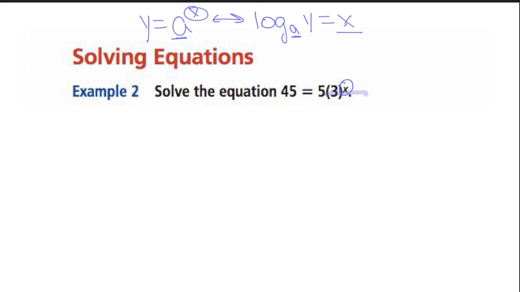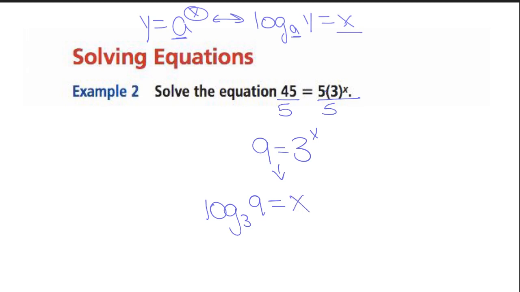However, the first thing that we see is we actually have a 5 times this 3 to the x. So we're going to go ahead and divide out that 5. We're going to be left with 9 equals 3 to the x. Now there are two things you can do. One, you can look at that and say, 3 to what power is 9? Or you can do that rewrite. Doing the rewrite means I've got log base 3 of 9 equals x. And then you can do your change of base in your calculator. And then you'd get 2 equals x.